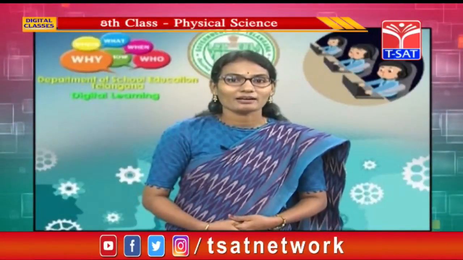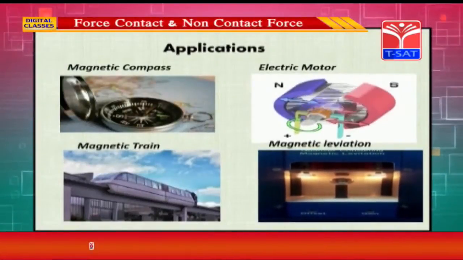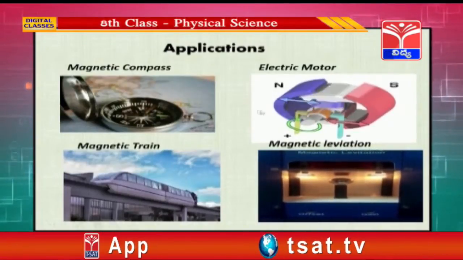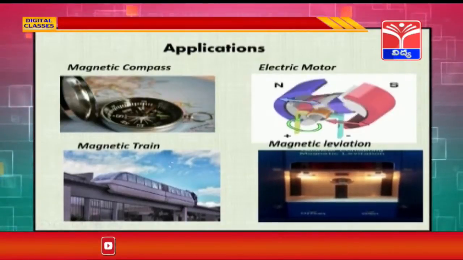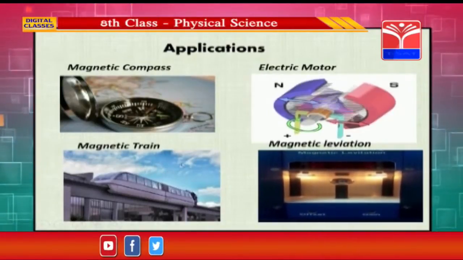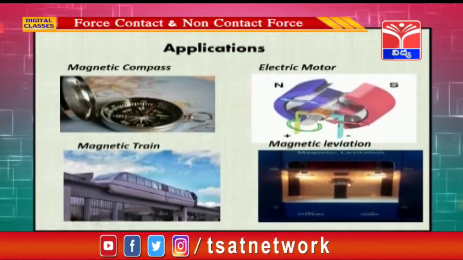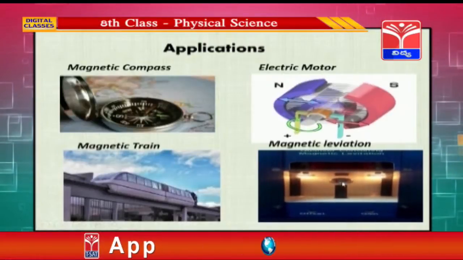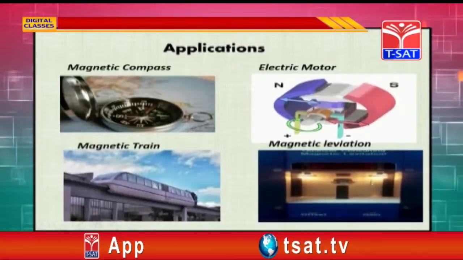Like poles repel, unlike poles attract. So children, magnets are used in our daily life, like in the construction of a magnetic compass. Magnets are also used in electric motors. In magnetic train technology also we use magnets. And observe here, the magnetic levitation of a ball. See here, the object is in the air without any support.